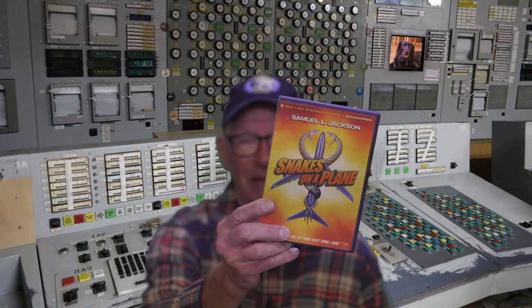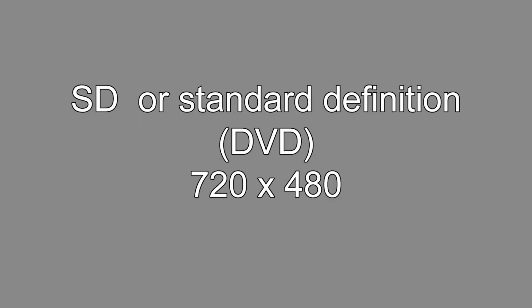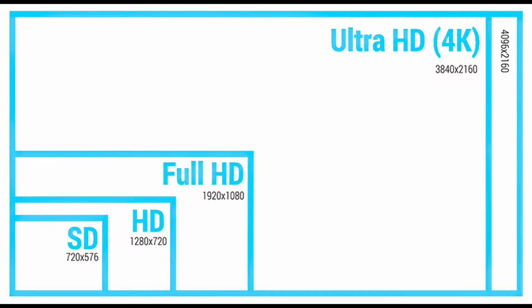Then along came the DVD. DVDs have a resolution of 720 by 480. That's 480 lines of pixels along this axis. This is what we now call standard definition. This was a big improvement over analog. In fact, you can still buy a DVD player.